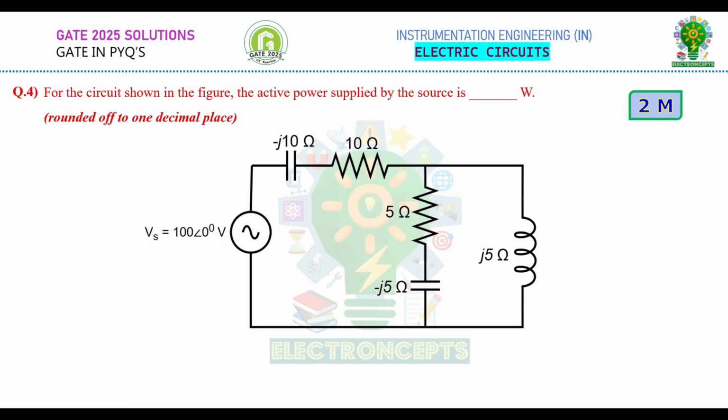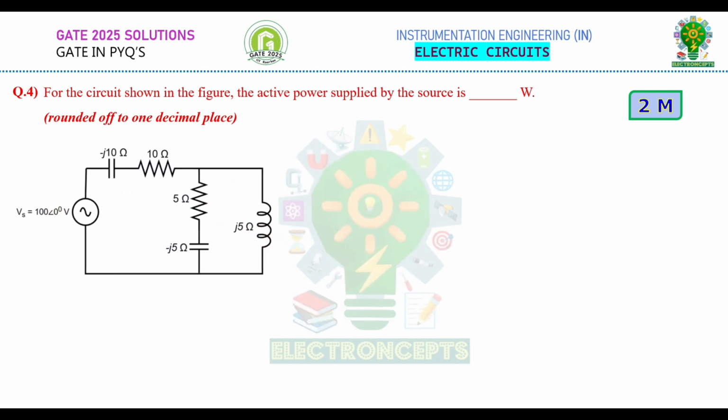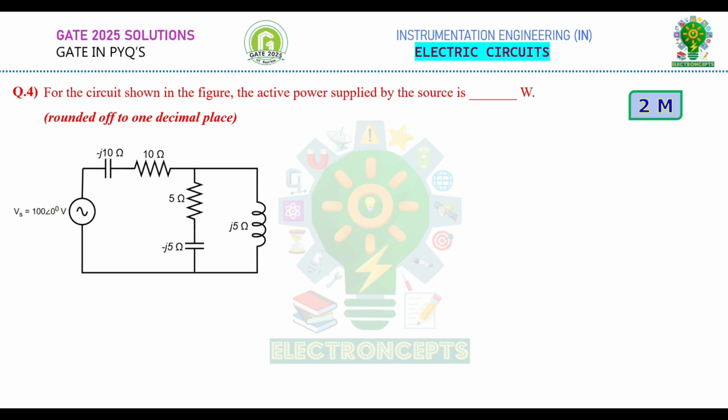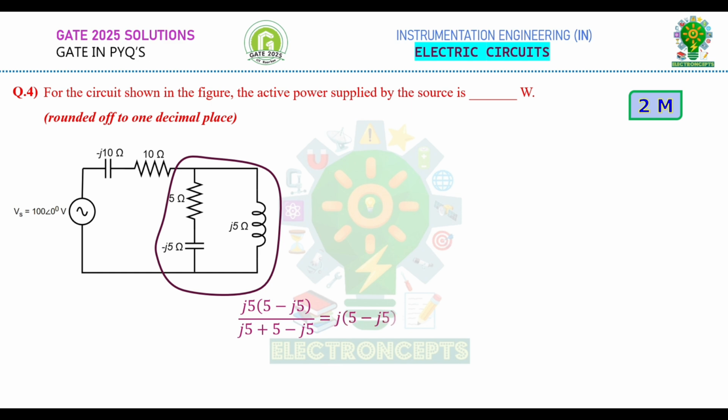Question number 4. This is a GATE 2 marks question. For the circuit shown in the figure, the active power supplied by the source is. First, let us calculate the equivalent impedance of the given circuit. If you observe here, these two branches are connected in parallel. If we calculate the equivalent impedance of these two branches, we get the equivalent impedance as 5 plus j5 ohms.